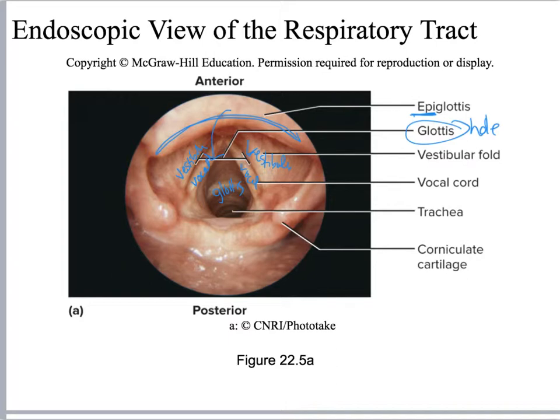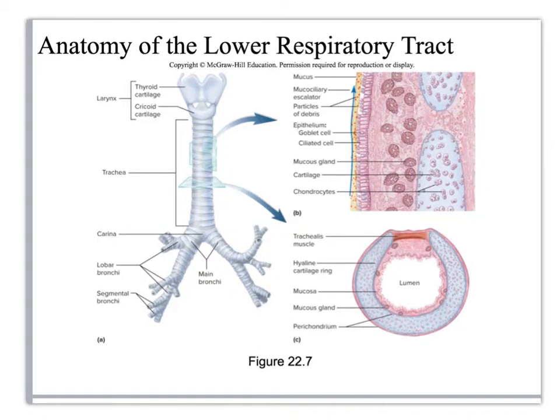All right, next slide. All right, so here's another view from your book, and you can see the different parts of the larynx and the trachea. But what I want to show you, getting rid of some of the clutter, are the two primary bronchi, also called main, and then the two lobar, also called secondary. So I'm going to write those down there.